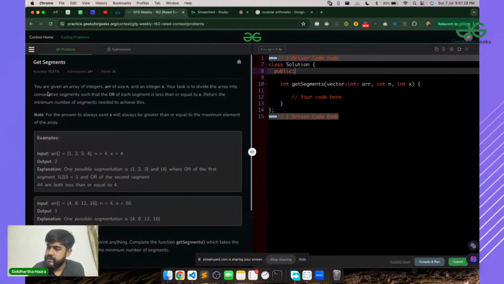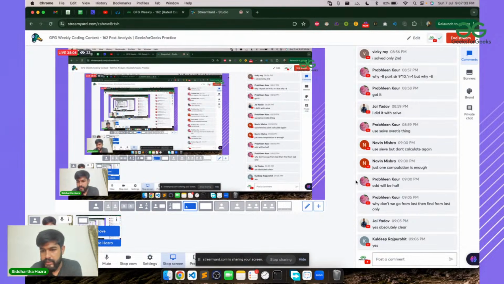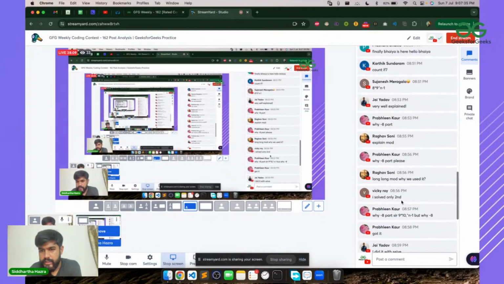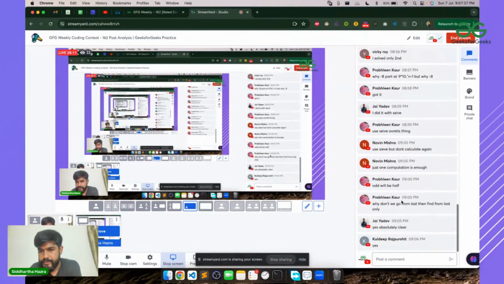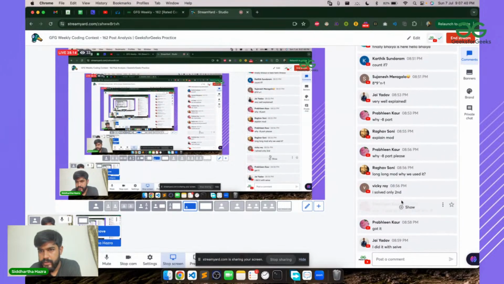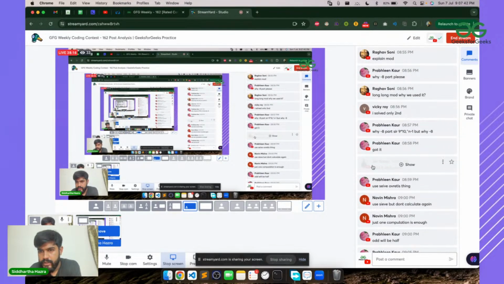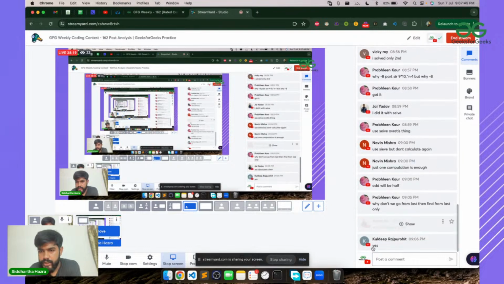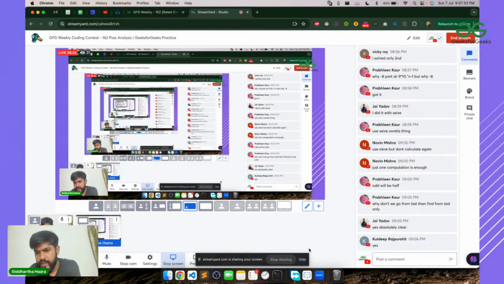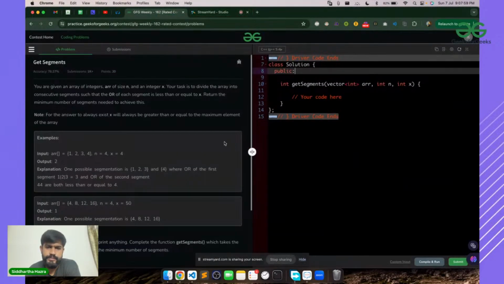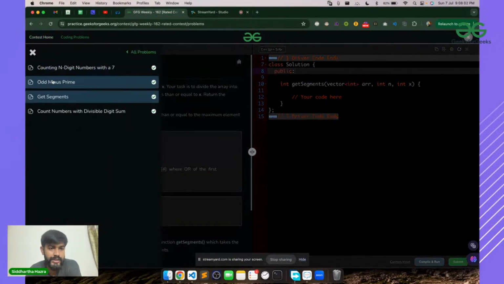Now let's head back to this. So am I clear with that idea? Got it? Okay, chalo. Why don't we go from the last and then find from the last? First, we would find everything and then we would start from the last. Like there is no algorithm. Okay, I didn't show you the code, na. Sorry about that.